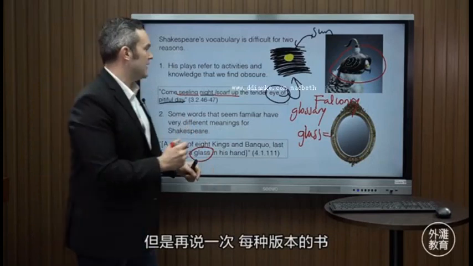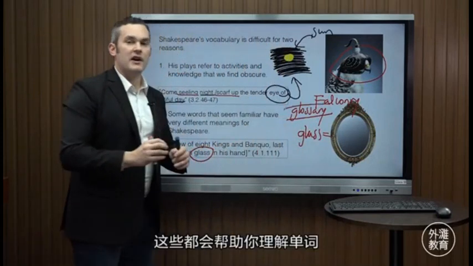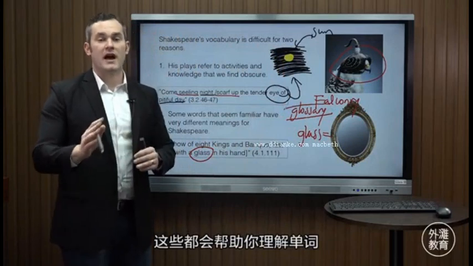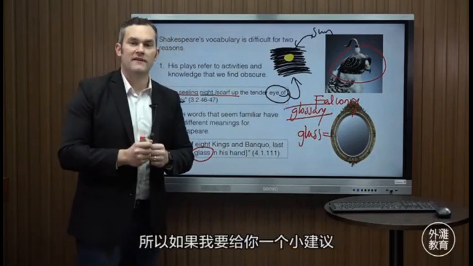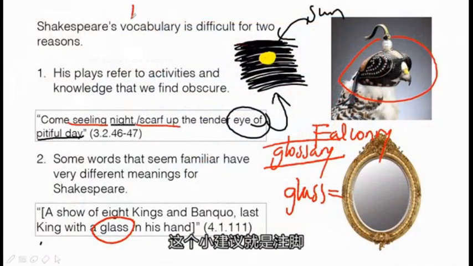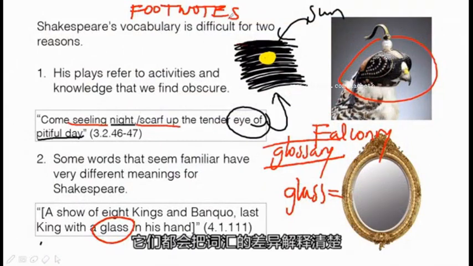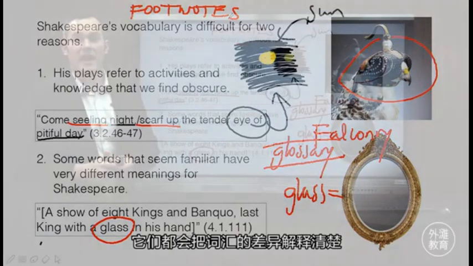But again, the edition of the book has a glossary and footnotes that are going to help you understand the vocabulary. So if there's one tip I can give you about Shakespearean vocabulary, the tip is footnotes. When you read the play, check the footnotes. They're always going to explain any differences in vocabulary.